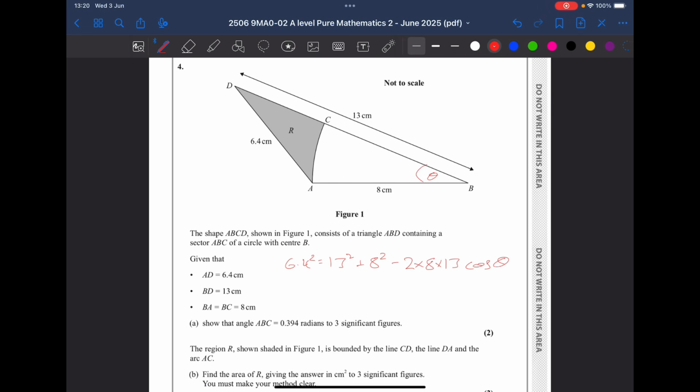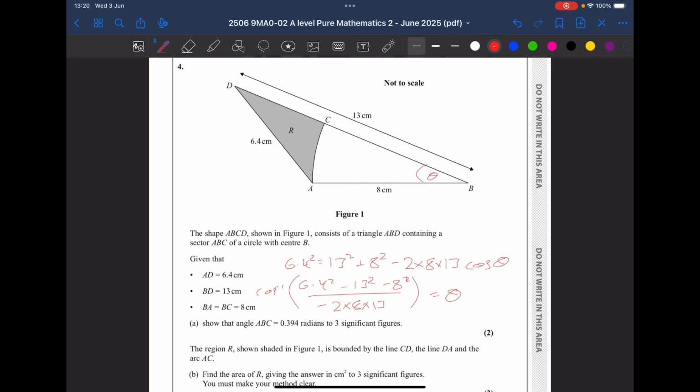Now we want to rearrange this for theta. So what do we get? 6.4 squared, take away 13 squared, take away 8 squared, all over negative 2 times 8 times 13. That should be cos theta. So we can just do inverse cos of that to work out what theta is going to be. Let me move that over a little bit. And let's work that in the calculator.